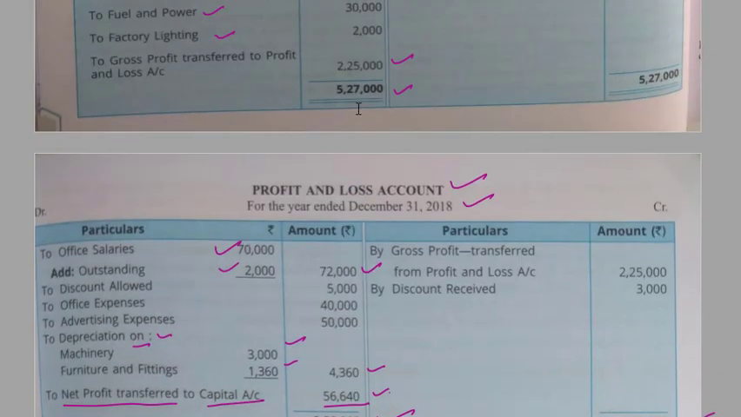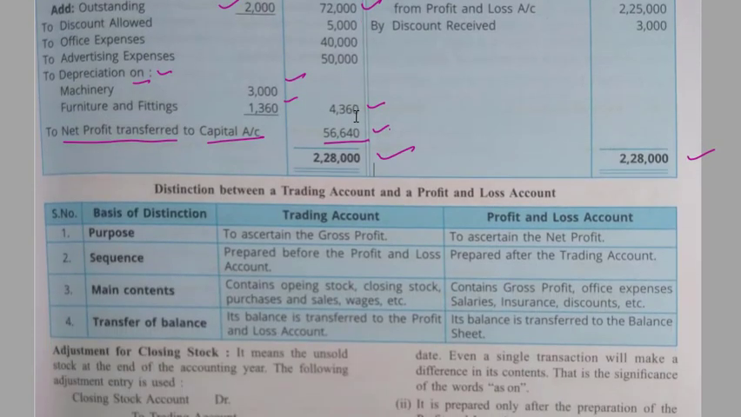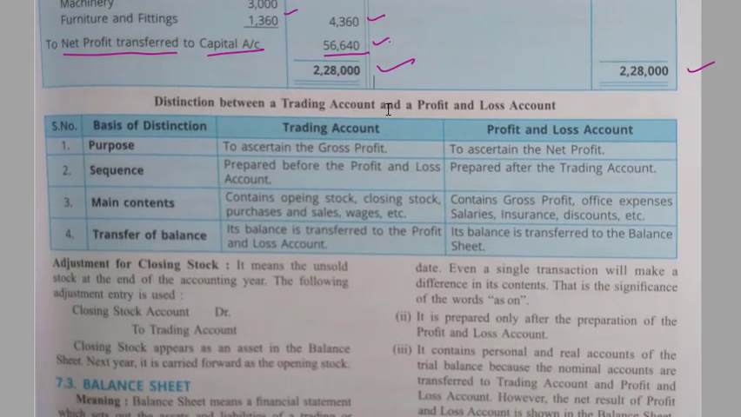So we have understood the trading account and we have understood the profit and loss account. Now let us see the distinction they have given. The purpose of the trading account is to ascertain the gross profit, and the purpose of the profit and loss account is to ascertain the net profit. Sequence: the trading account is prepared before the profit and loss account, yes, definitely trading account is prepared first, and the profit and loss account is prepared after the trading account.